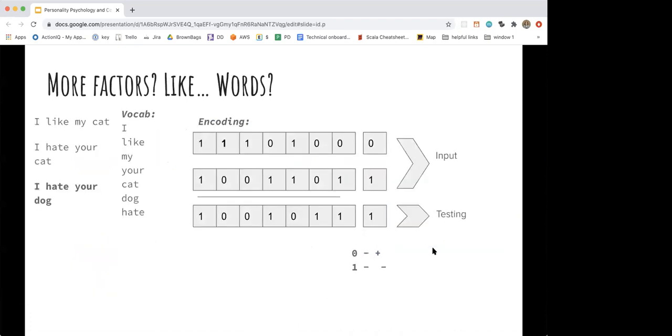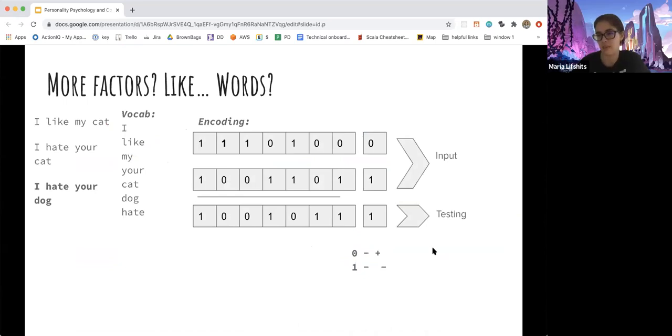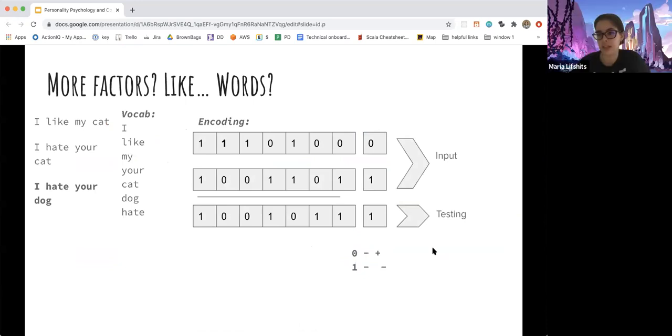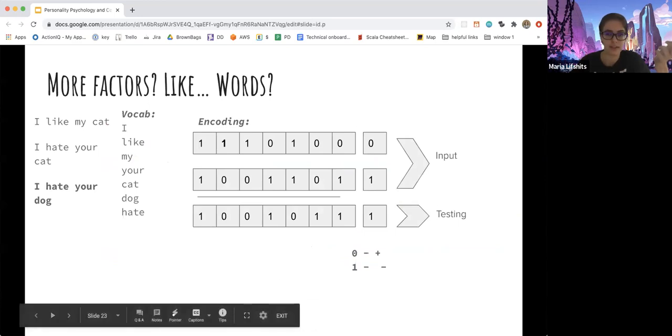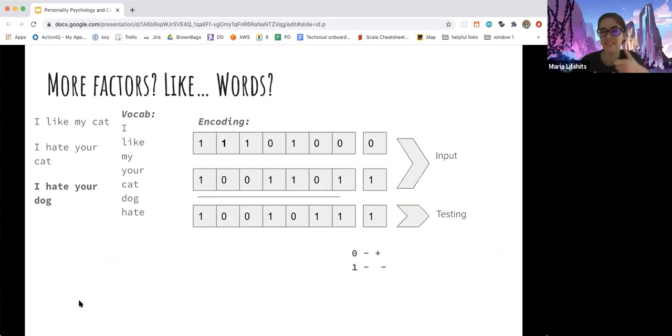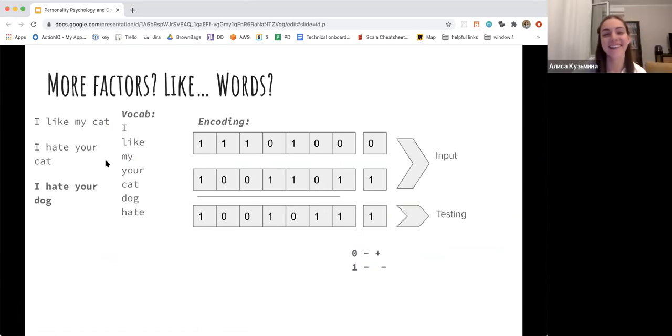But what if you want to add more factors, right? If a book has many pages and it's thick, that's great, but what if it's still thick just because it... Masha, I'm sorry. Yeah, you kind of muted me. That's fine. Thank you.